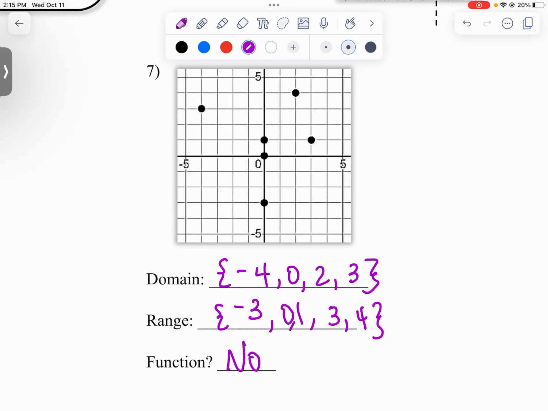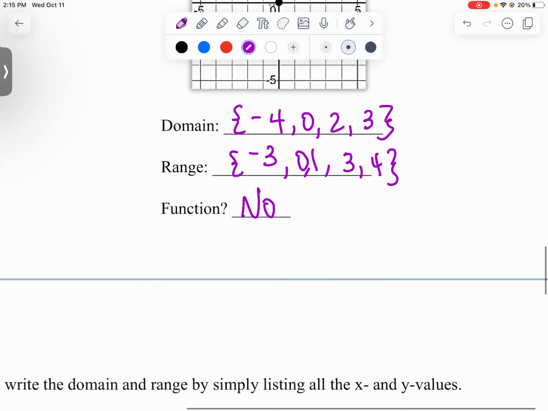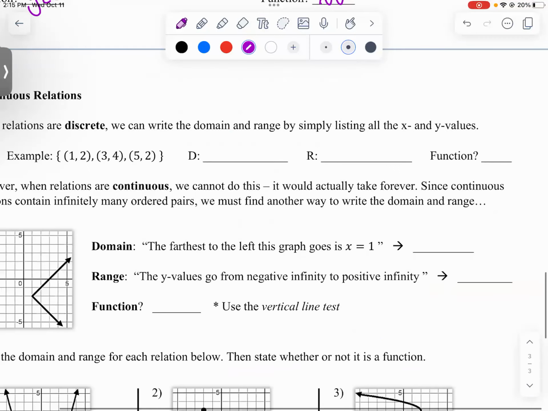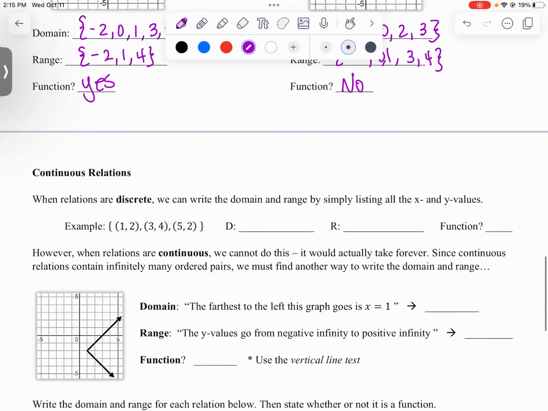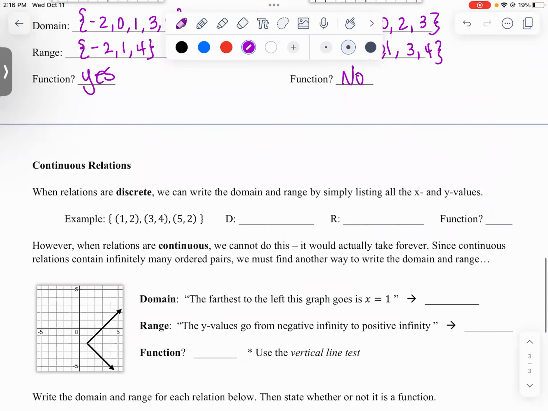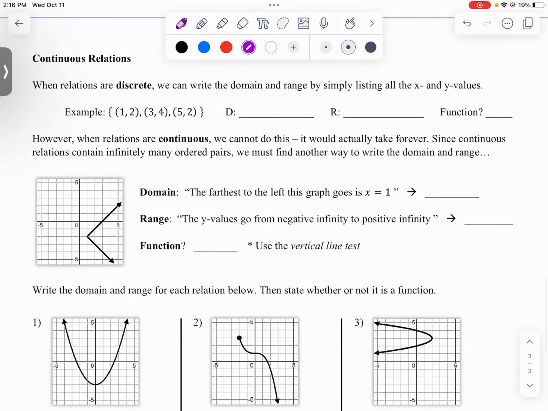Okay, now, Henry, so that you do not panic, we are going to talk about continuous ones. So sort of kind of.